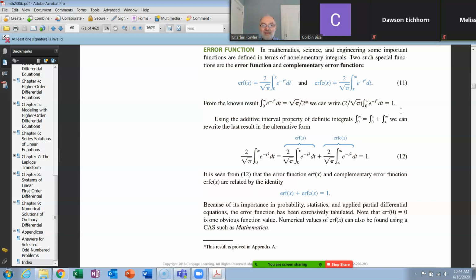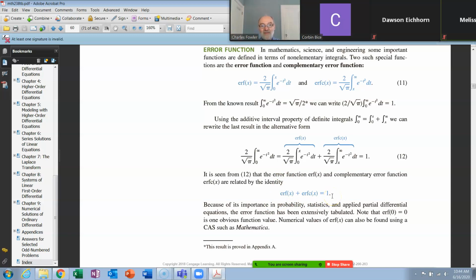So what this is basically saying, these are your curves that list probabilities. Your error function, and there is probably a reason why they call it this, is up to the point x. Anything beyond that is 1 minus whatever this was, because the sum of those is 1. And that's what they're saying here. The error function plus the complementary error function has to equal 1.